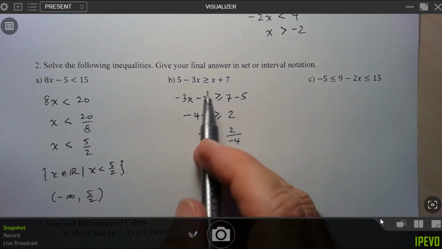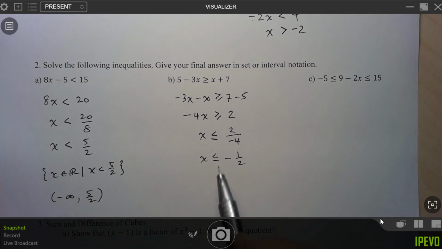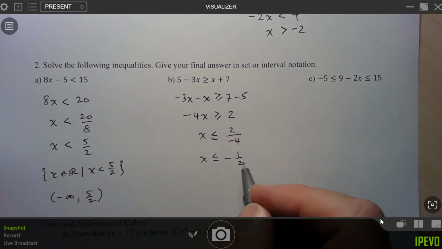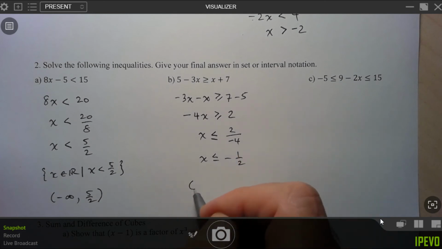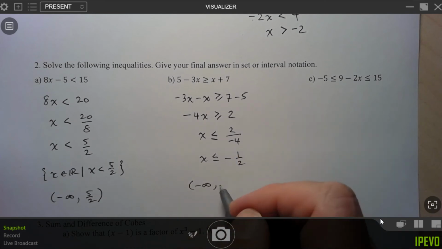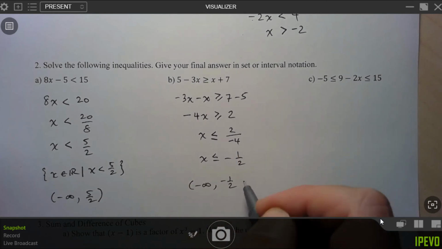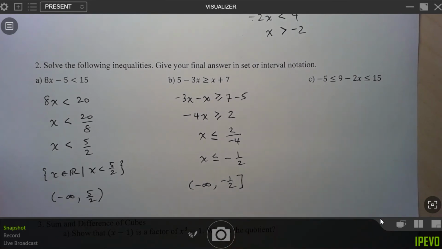Okay, and you can check here if you want whether this indeed makes sense. All right. So here, x is less than or equal to negative 1/2. So again, we're going to be going negative infinity to negative a half, except now we're going to be including the negative 1/2. And of course, in set notation, x can be any real number such that x is less than or equal to negative 1/2.